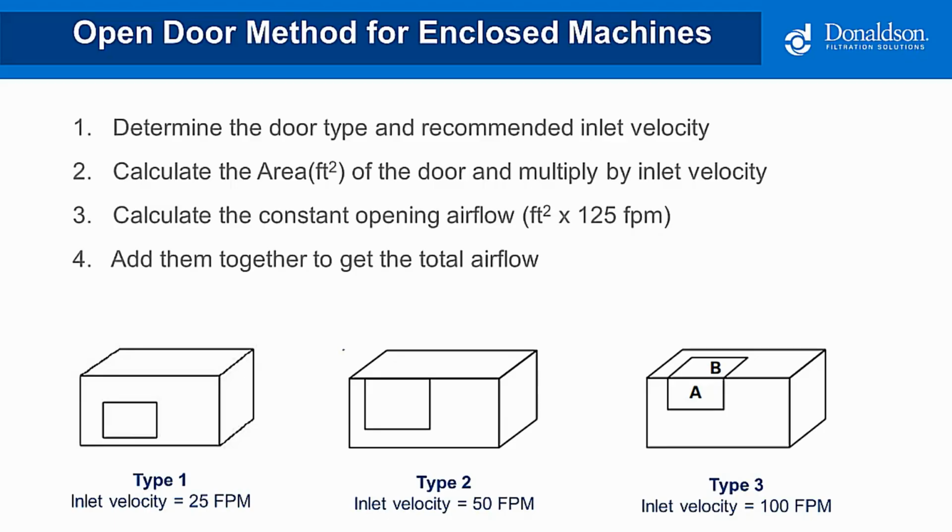Next, we're going to evaluate our constant openings like we did in the air exchange method, and we're going to take the area of those openings and multiply it by 125 feet per minute. Now you're going to add both of those values together, and that'll give you your total airflow requirement using this method. So let's look at an example of how to calculate this method.